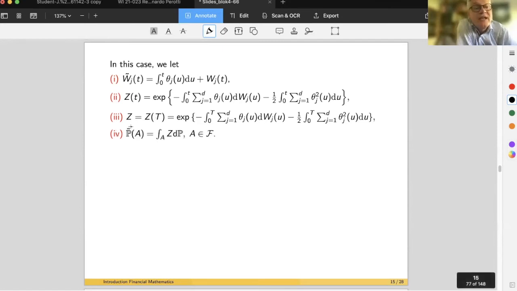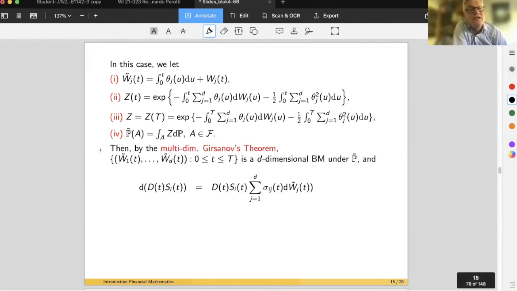And then we have our measure change, P tilde(A), that is then the integral over A of Z dP for all A in the filtration F. Now, with this, we can apply Girsanov, and that is as follows. We have the multidimensional Girsanov theorem, that tells us there is a vector valued process, W tilde 1(t), W tilde 2(t), up to W tilde d(t), little t running from 0 to capital T. It is a d-dimensional Brownian motion under P tilde.